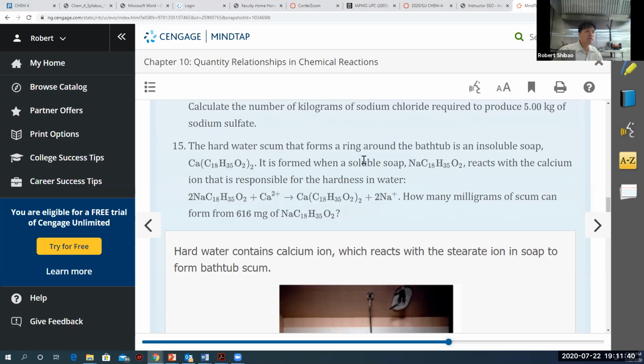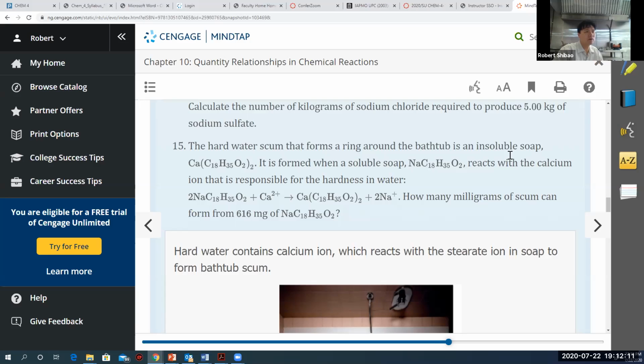Hard water scum that forms a ring around the bathtub is an insoluble soap. Some soaps, like sodium salts, are soluble, but calcium salts aren't all soluble. It's because of the charge. Sodium's +1, calcium's +2. Electrically, a +2 is much more reactive than a +1. And so this would be a good soap if it was sodium. Now it's going to be hard water scum because there's calcium.